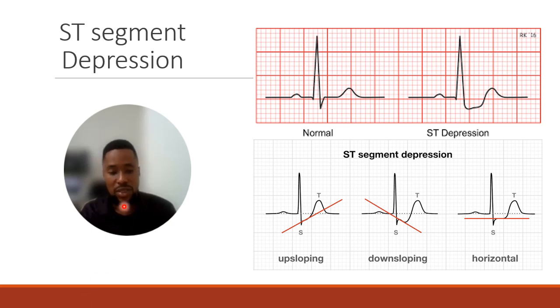This is the ST segment. Normally, the ST segment is supposed to be flat like this, the same line with every other. But when it is depressed, you can see it's below the line. So this is what we call ST segment depression. We have three types. We have the upsloping. You can see this is going up. We have the downsloping and the horizontal. This downsloping and horizontal are dangerous, but this upsloping, you might see it as a normal variant in some patients.